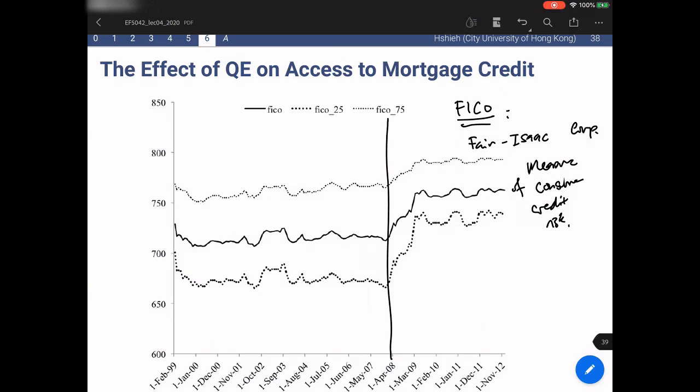All right, but just because people have better consumer credit risk, does that mean that QE actually provided additional access to mortgage credit? The next two graphs basically say that no, there doesn't seem to be any significant changes.